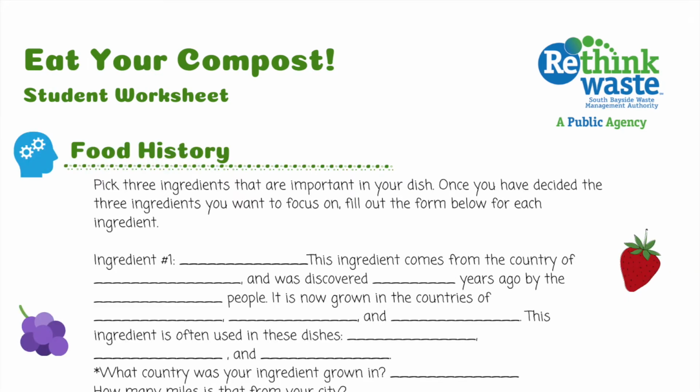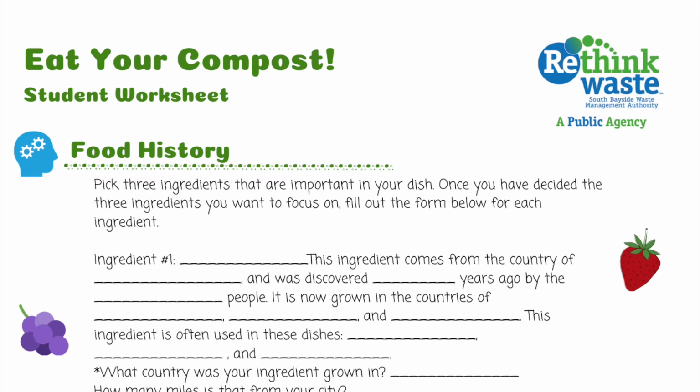Now, let's learn about food history. Pick 3 ingredients that are important to your dish. Once you have decided the 3 ingredients that you want to focus on, fill out the form below for each ingredient.